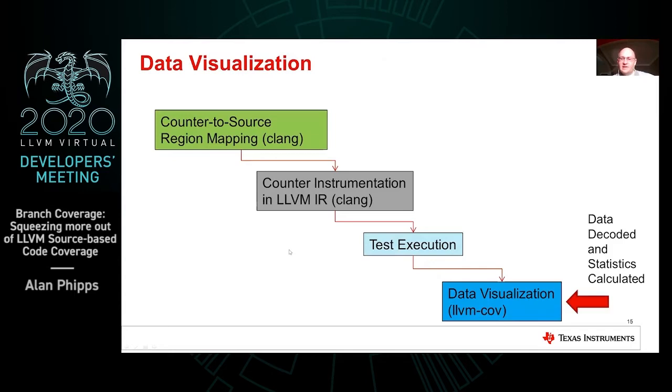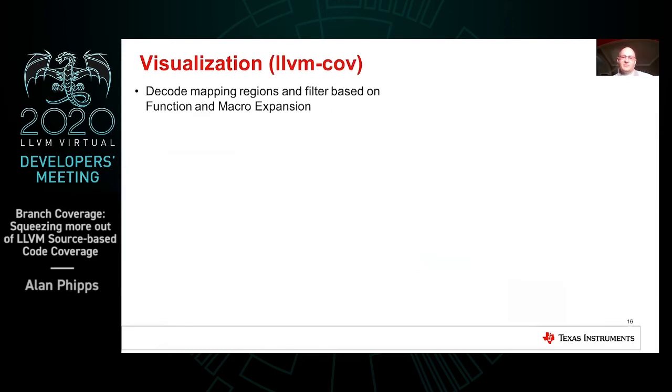So the final thing I had to look at really was LLVM cov and what I had to do to extend LLVM cov to ensure that branch regions could be visualized. Now, LLVM cov is where the data is actually decoded and tied with the counters, and statistics can be calculated based on that.